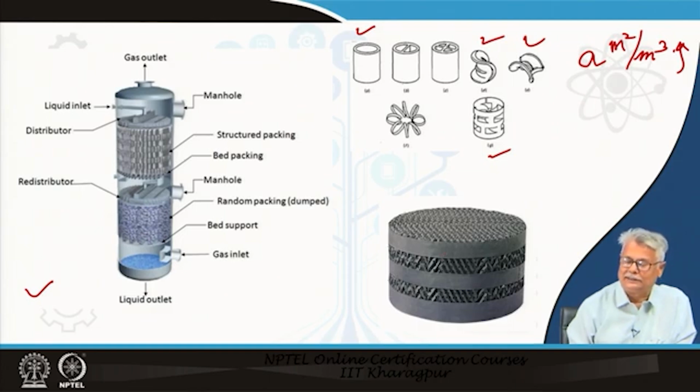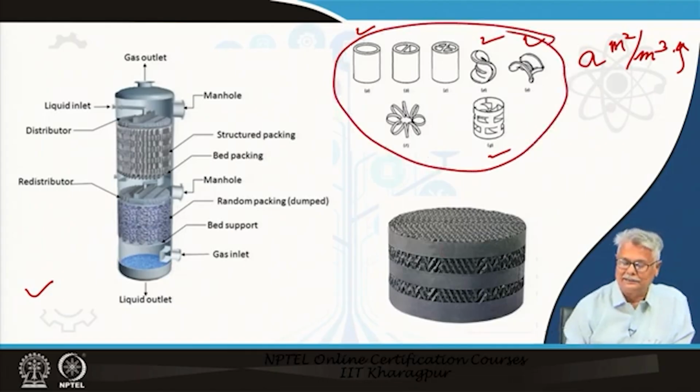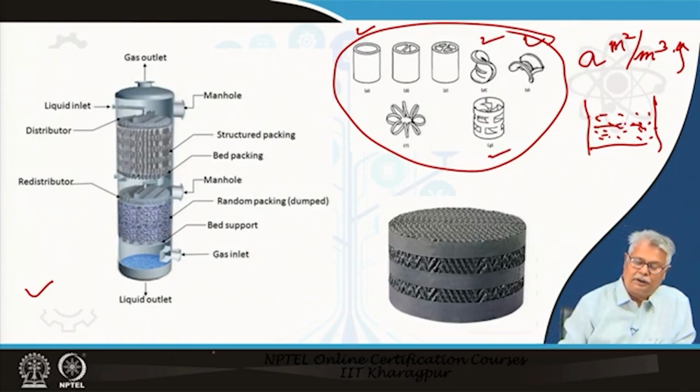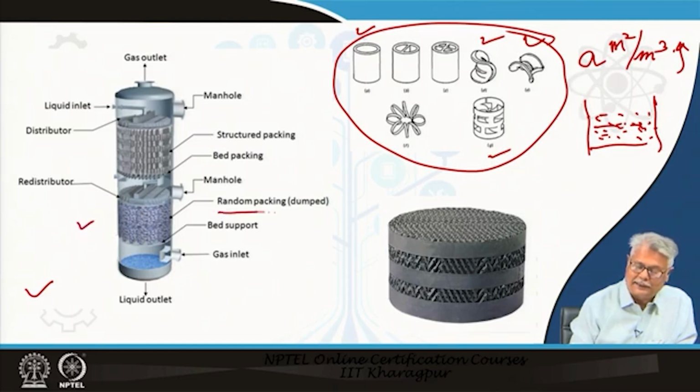There are two types of packings. One way is to use all these packings which are random packings. What we do here is basically we take the tower, we dump the packing material here, and you build up a bed. Here we have an example where there are two types of packing present. This portion is your random packing, but this portion is called structured packing. Let us see what exactly it is.